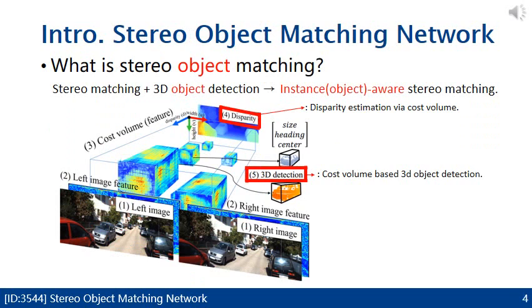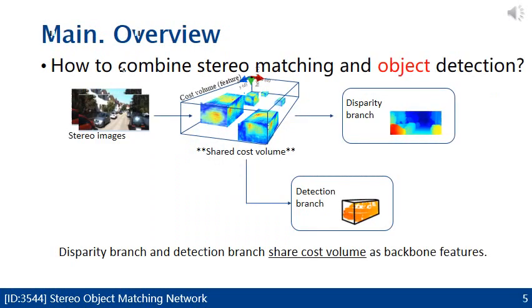To overcome this issue, we propose a stereo object matching network that combines stereo matching and 3D object detection for instance level stereo matching. Given stereo images, we first extract the shared coarse volume that is used for stereo matching as well as 3D object detection. The key idea of our method lies in how to use the shared coarse volume.